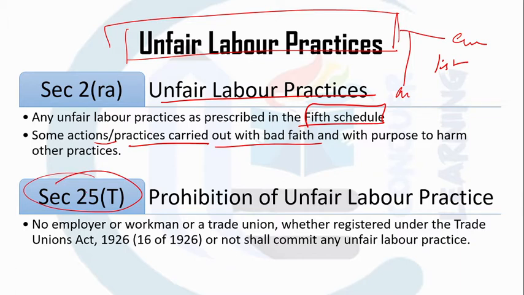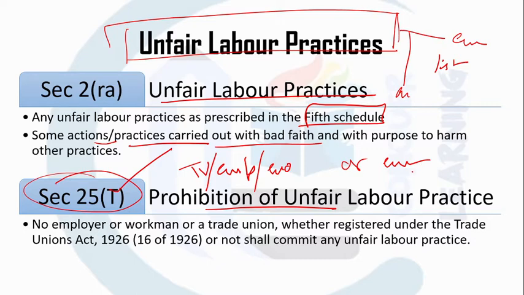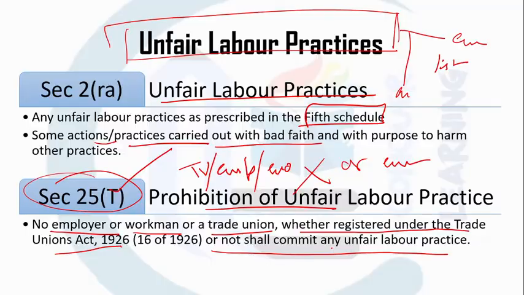Section 25T says prohibition: either it is the trade union, the employee, the workman, or the employer, both of them are prohibited from committing any kind of unfair labor practice. So no employer or workman or trade union, whether registered under the Trade Unions Act 1926 or not, shall commit any unfair labor practice.